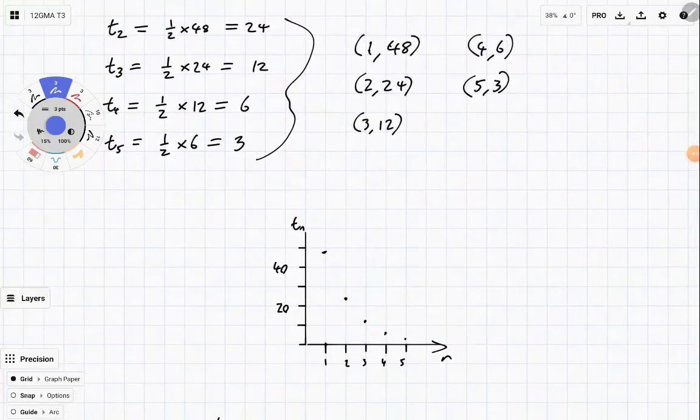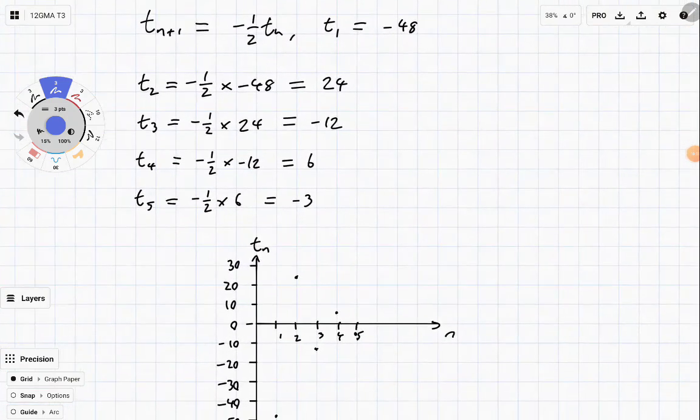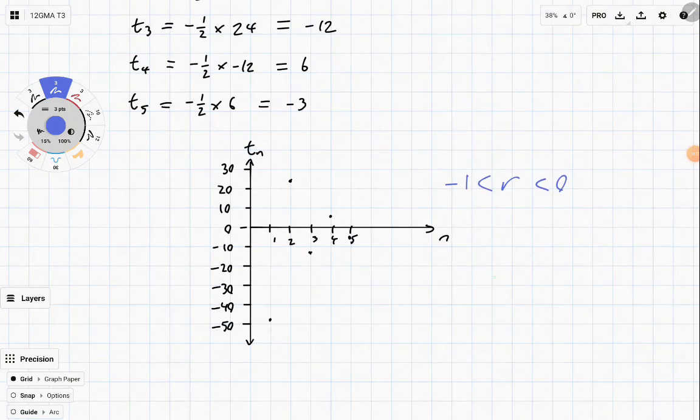For the next one, this is what happens when r is less than 1 but bigger than 0. You get this decreasing shape happening. And when r is bigger than -1 but smaller than 0, you're going to get the shape that we see here, which is going to be ping-ponging up and down until you reach the x-axis. So these are the different shapes of geometric sequences, and there we have graphed a few.